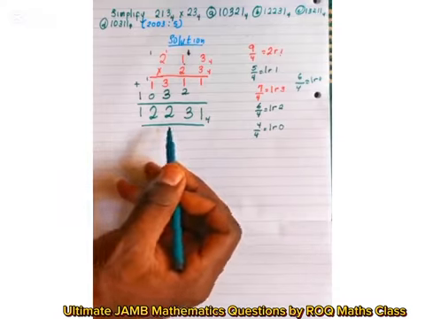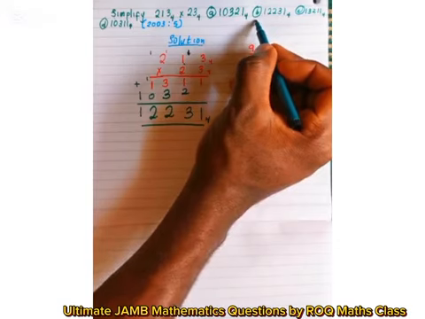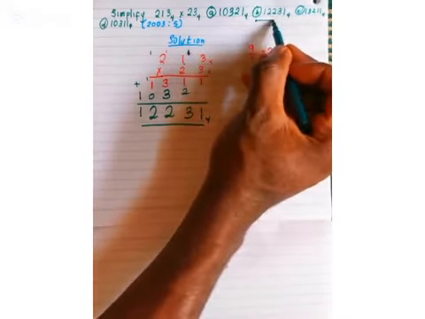Which is same thing as option what? Option B. 1, 2, 2, 3, 1. So our answer is option B.